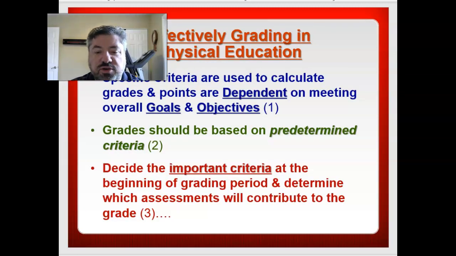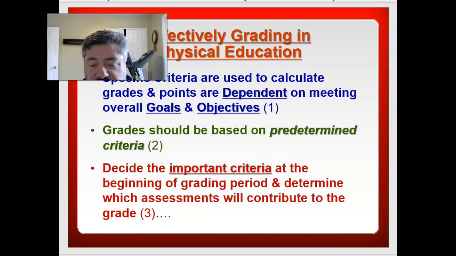Let's discuss some other important concepts around effective grading in physical education. Usually we want to set specific criteria and use them to calculate grades. A lot of teachers use points, and they're dependent on meeting some overall goals or objectives. More important objectives usually have a higher percentage of points. Some critical components of an activity might have higher points. Think of your specific rubrics. You might get 5 points for an introduction on an essay, but 20 points for college level writing, or 15 points for topic number 1.